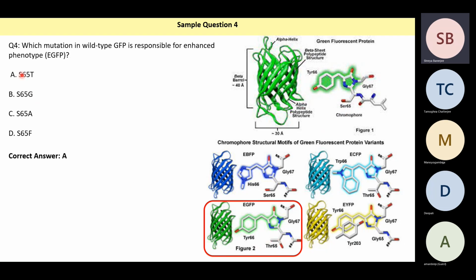So the mutation is S65T. S because originally it was serine, 65 is the position, and after mutation it is threonine, so T. So the correct answer is A. In EGFP, the color of the fluorescence remains green, but the fluorescence intensity is enhanced a lot. So this is one of the useful mutations of green fluorescent protein.